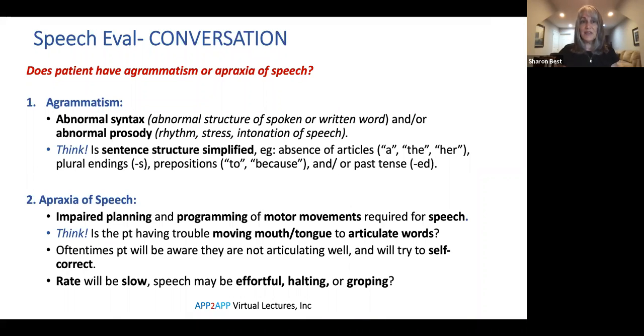So remember that agrammatism is the abnormal sentence structure. So they may be missing vowels or prepositions, or the tenses may be incorrect, or they may have that abnormal prosody of speech: rhythm, stress, and intonation. Whereas apraxia of speech is an impaired planning and programming of those motor movements. So think that that patient may have trouble moving their mouth or their tongue. The speech may be very slow, effortful, halting, or groping.